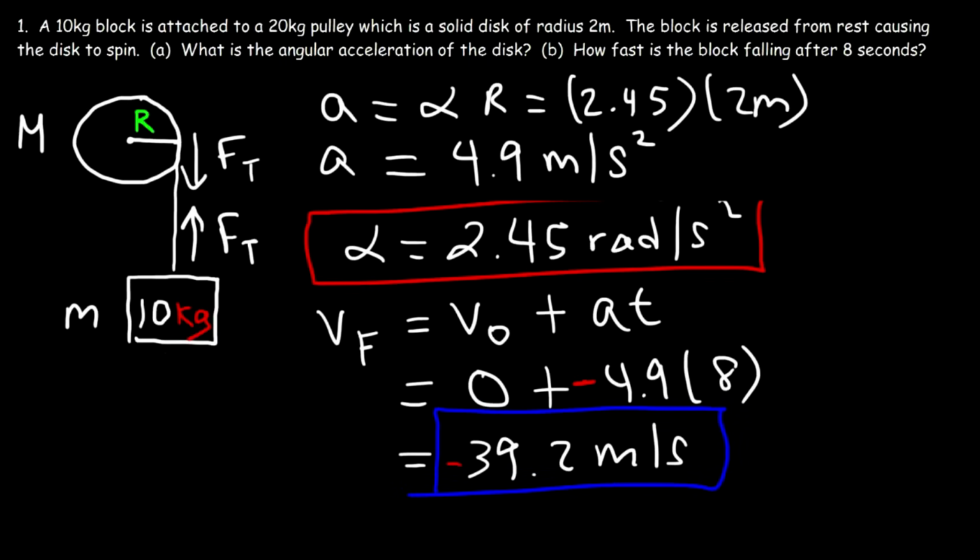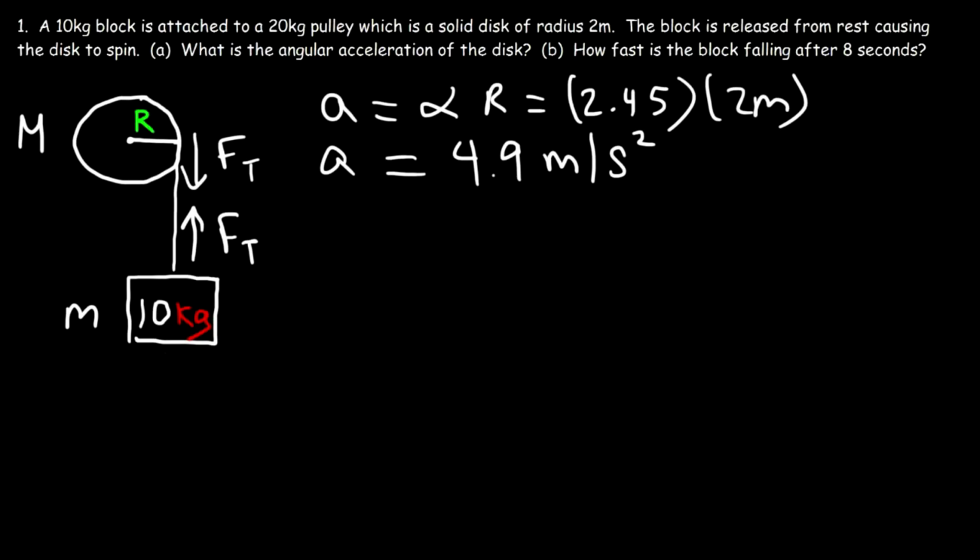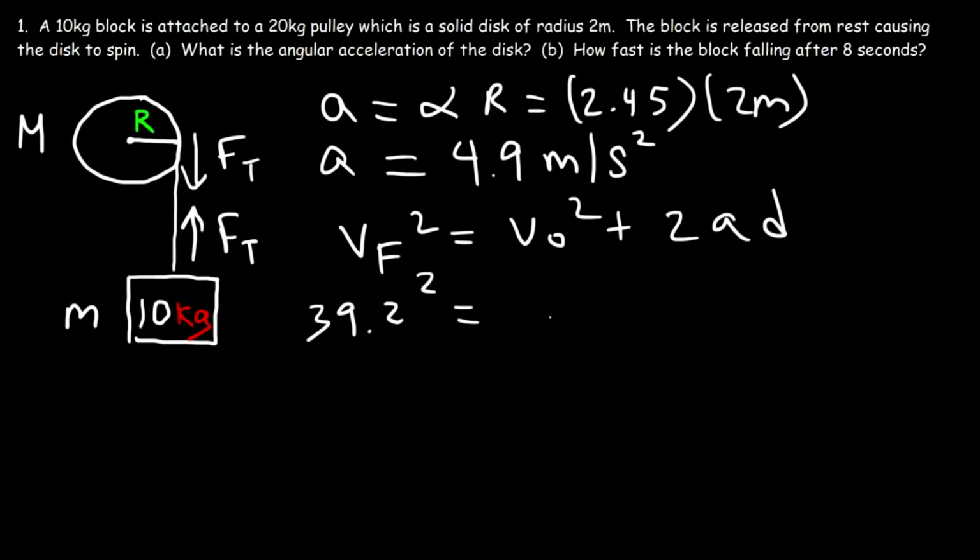Now let's say if you wanted to find the distance at which the block fell for these 8 seconds, what would you do? So once you have alpha, and once you have the final speed, you can easily find the distance at which the object fell. So you can use this equation. V final squared is equal to V initial squared plus 2ad. So you know the final speed is 39.2. Once you square it, the negative sign doesn't matter. The initial speed is 0, and you have the linear acceleration, which is 4.9. So now you can find d, the vertical displacement of the object.